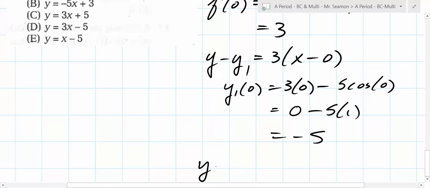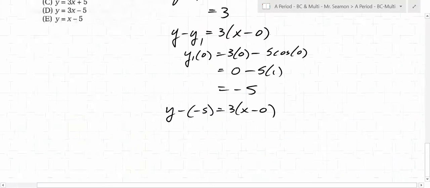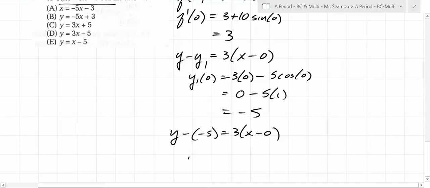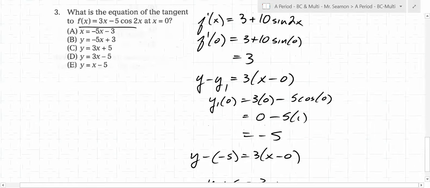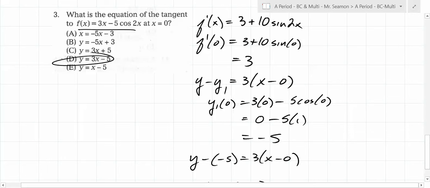So you're going to have y minus negative 5 is equal to 3 times x minus 0. That's just point slope, right? So then you have y plus 5 is equal to 3x. So y is equal to 3x minus 5. D. Is that cool? Yep. Yeah. Let me check out.